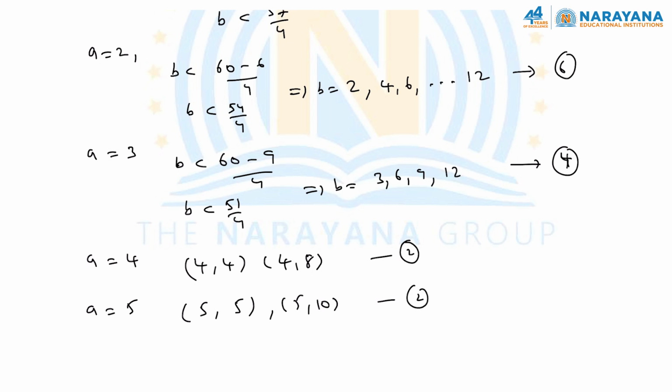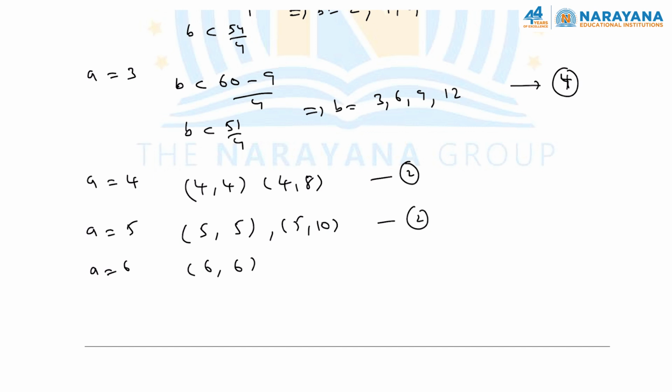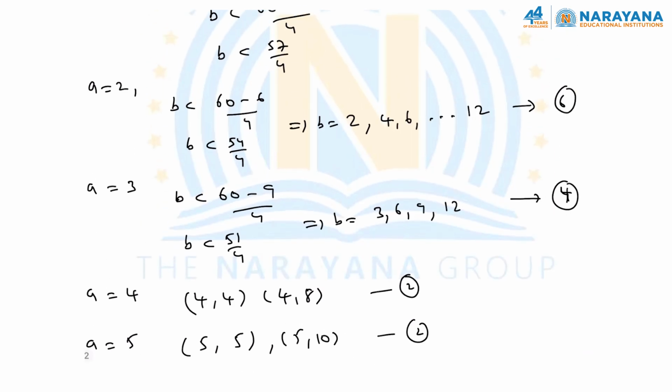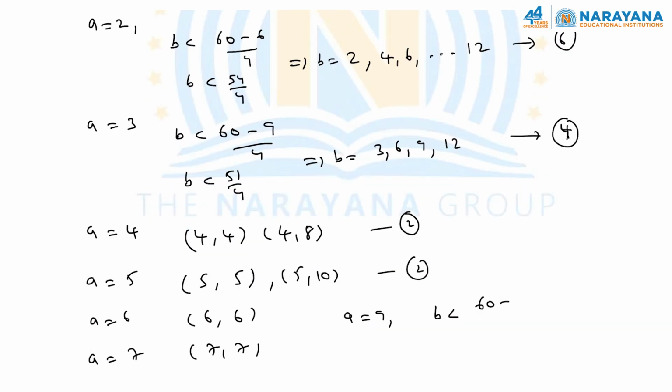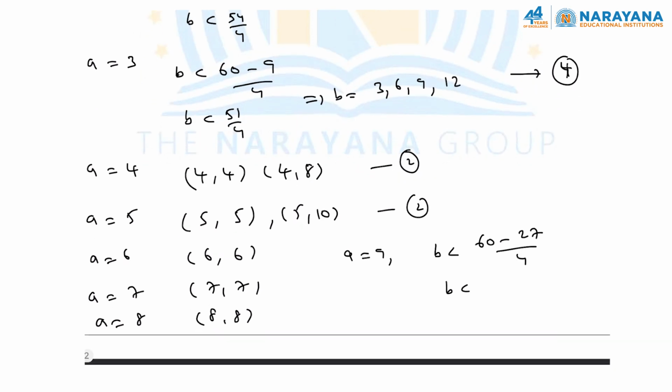Here 2 values. If I am taking a equal to 6, I'll get 6 comma 6; 6 comma 12 we cannot take. For a equal to 7, we'll get 7 comma 7. A equal to 8, we'll get 8 comma 8. If I am taking a equal to 9, then b should be less than (60 minus 27) by 4, b less than 33 by 4, but this is less than 9, and b cannot be less than 9 because b should be a multiple of 9. So from here there will be no values. So these are 3 values.